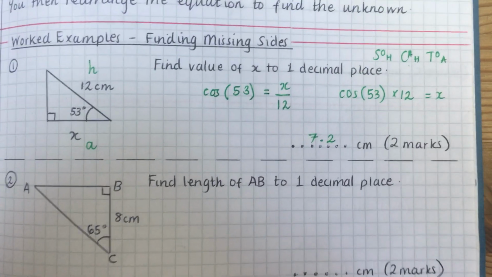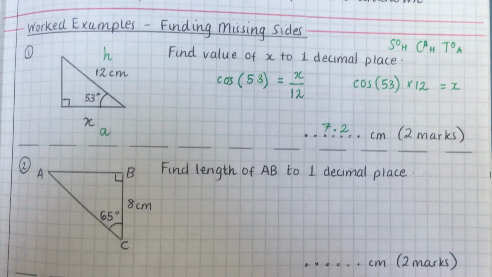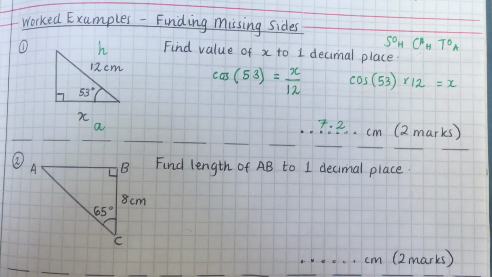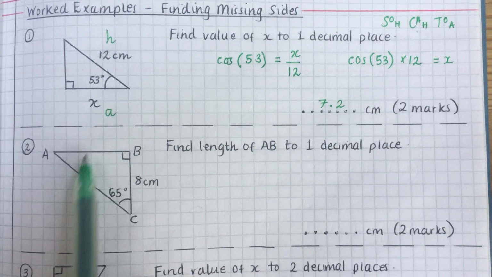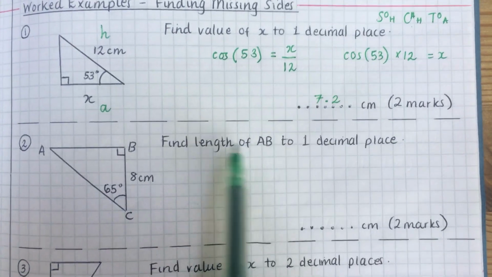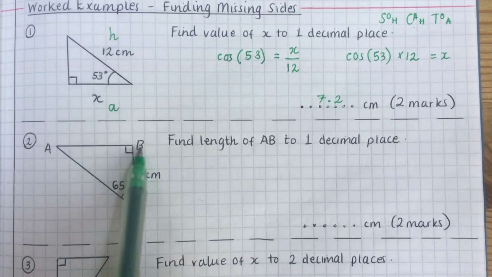Okay, and that's your answer. That's your 2 marks. Going on to the next question, we need to find the length of AB. Sometimes they don't tell you where X is, the side that you're looking for. You have to think about it. So length AB means the line that is A to B.